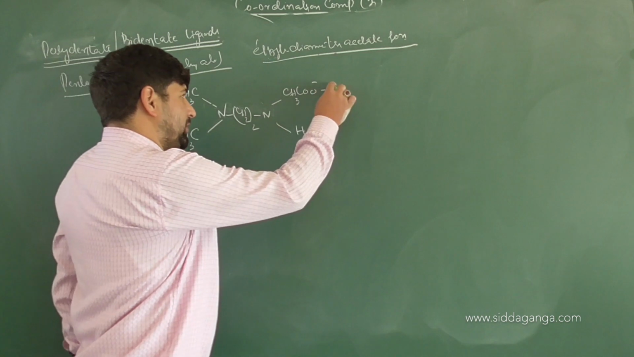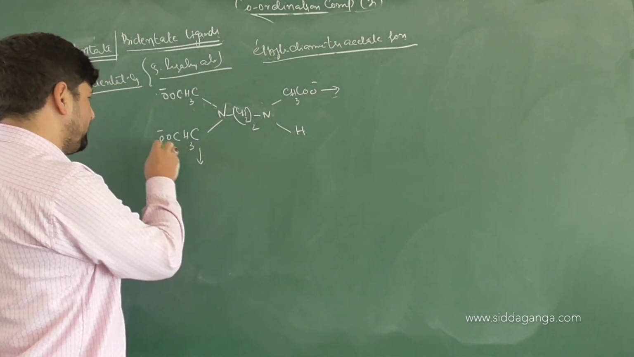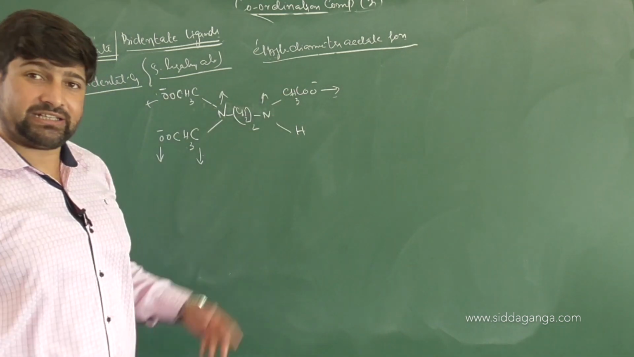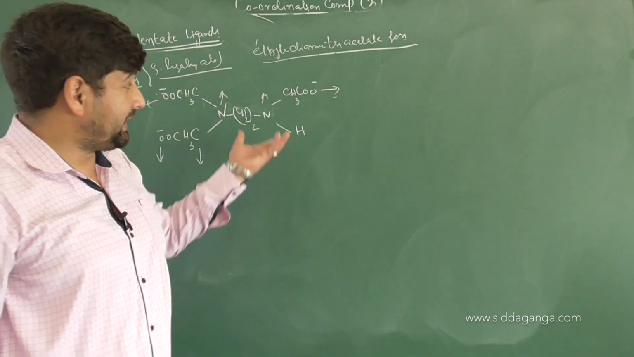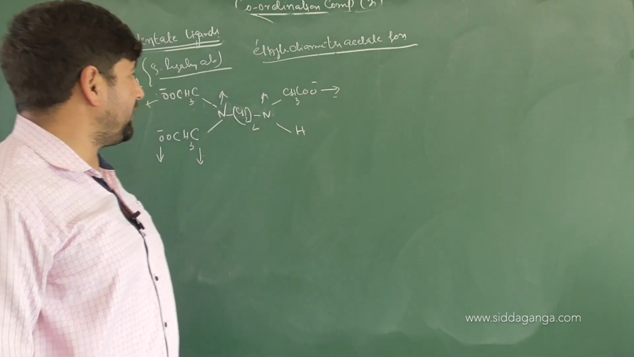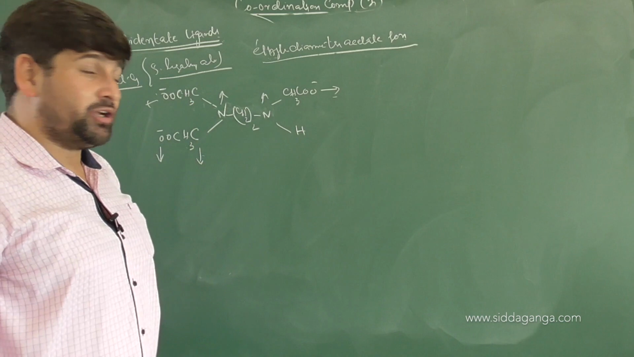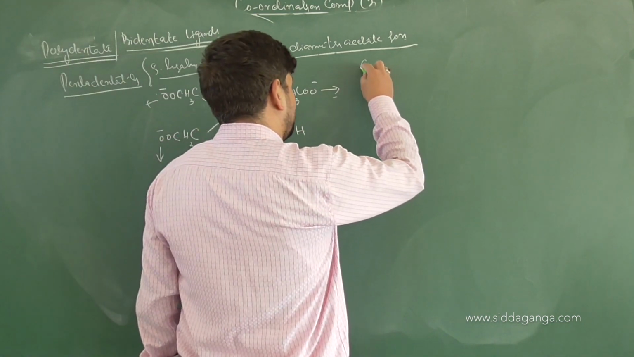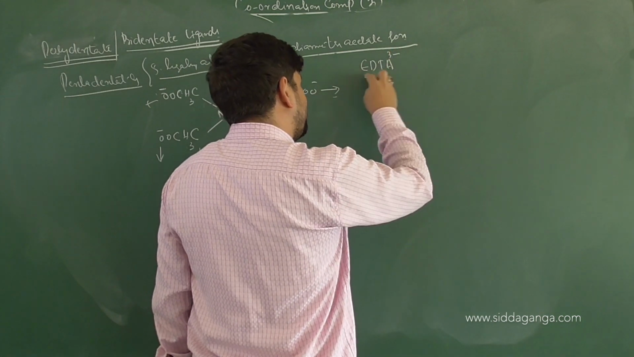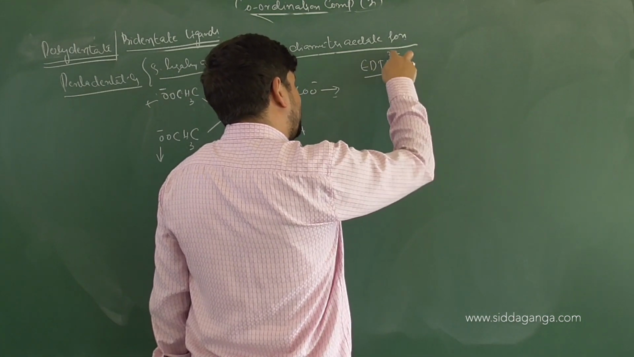So it can donate from how many places? 5. That will be 3 oxygens and 2 nitrogens. So this is the pentadentate ligand. It can act as a flexidentate ligand and it can lead to chelation as well. Correct or not? So in this ethylene diamine triacetate ion, what is the oxidation state? -3. So when you write it, you will write EDTA. When you mention 3 minus, it means ethylene diamine triacetate ion.